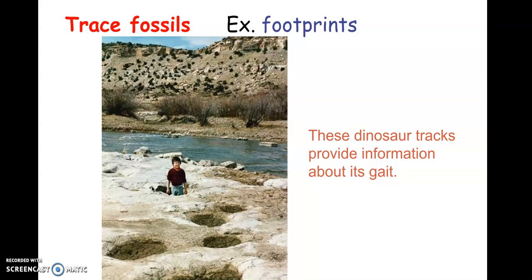Other kinds of fossils include trace fossils. Examples would be footprints or leaf imprints. These dinosaur tracks provide information about its gait or its walk. Tells us how big a stride they took, which tells us how big of an animal we might be dealing with.